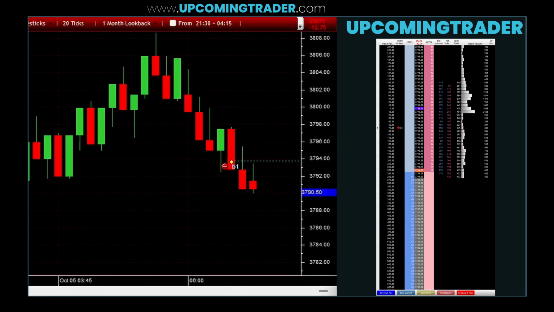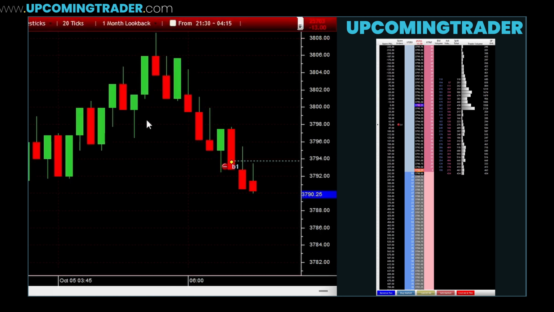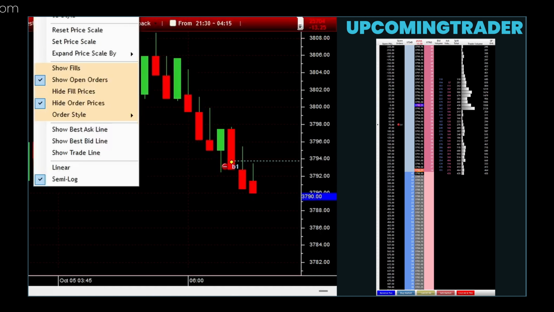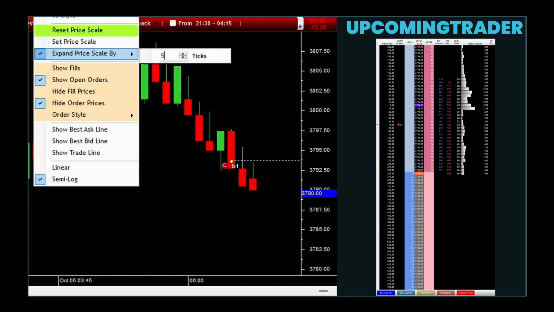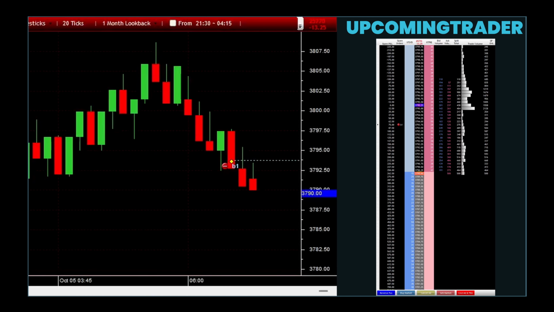The hammer is a candlestick pattern recognized in financial markets as a bullish reversal signal, indicating potential upward momentum. It typically appears at the bottom of a downtrend, and its primary characteristics include a small body at the upper end of the trading range, with a long lower shadow that is at least twice the length of the body and little to no upper shadow.